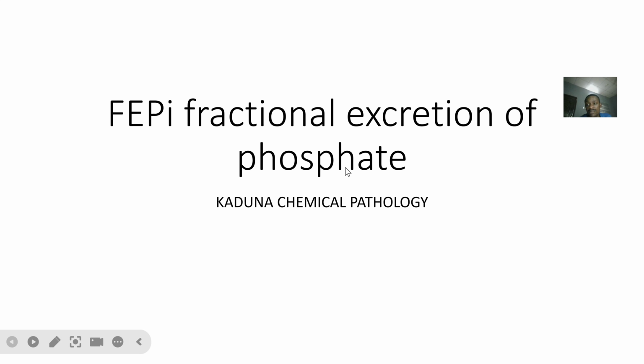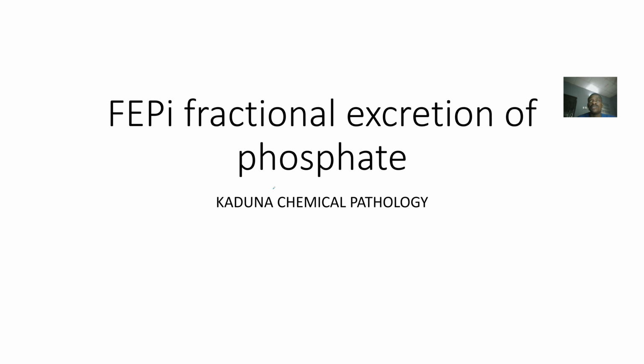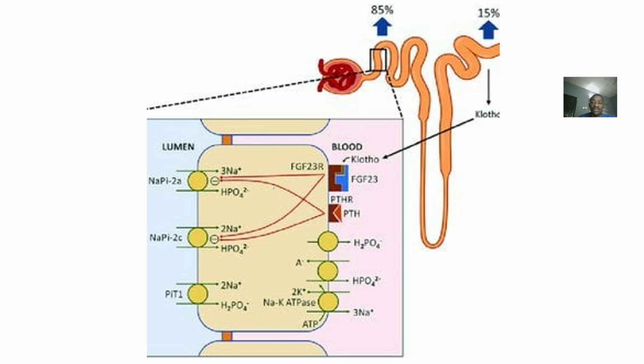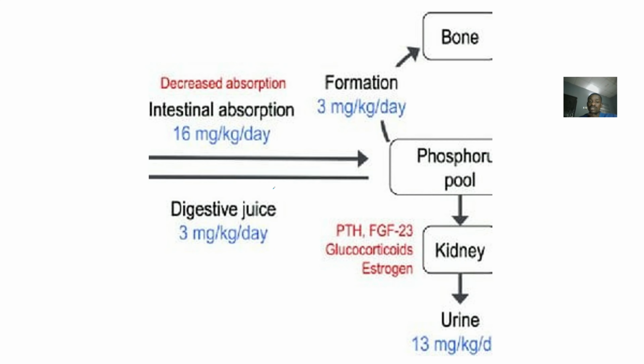Now I'm trying to look at the FEPi, which is an abbreviation that is very important in laboratory medicine. The full name is fractional excretion of phosphate. So what is fractional excretion of phosphate? Of course, you're trying to look at excretion of phosphate, but not the total. Do you understand? It's a clinical calculation.